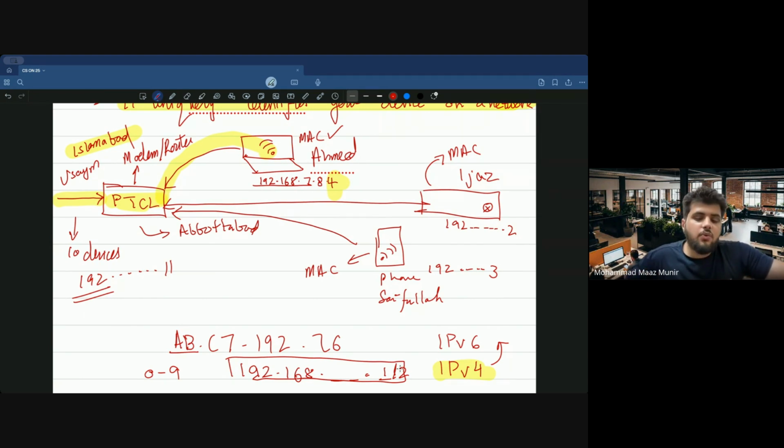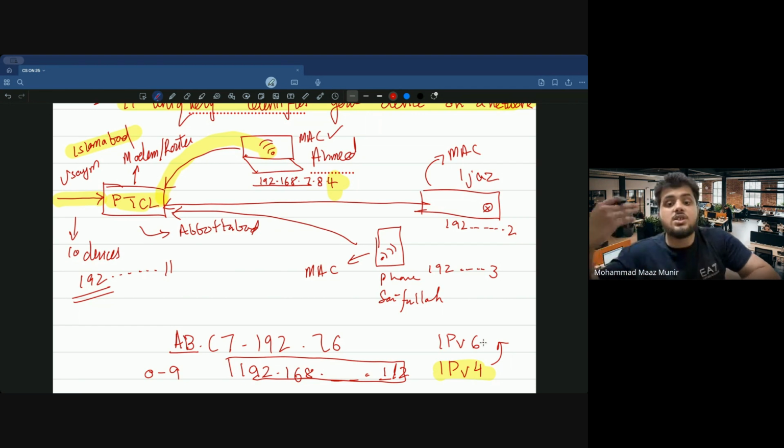So basically, IPv4 and IPv6 are technologies, like a model number. Let's say I have an iPhone 13, but then we also have an iPhone 16. What's the difference between the two? Both of them are iPhones, but the iPhone 16 is a newer version. It has much more power.